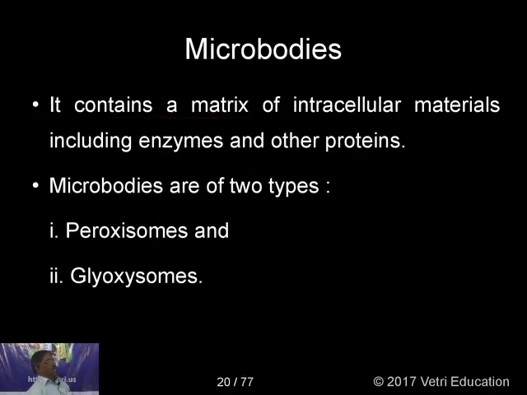It contains a matrix of intracellular materials including enzymes and other proteins. Microbodies are of many types, but we will discuss only two: peroxisomes and glyoxysomes.